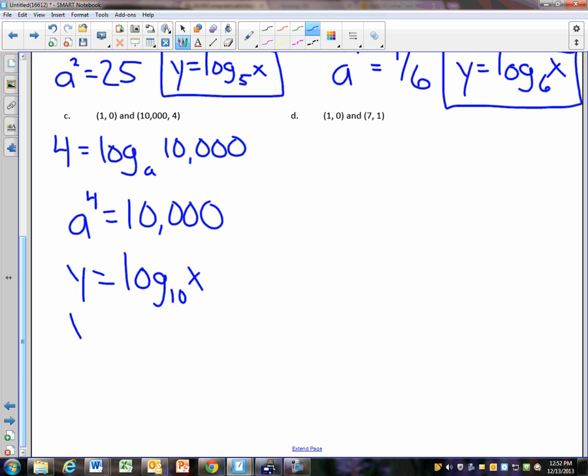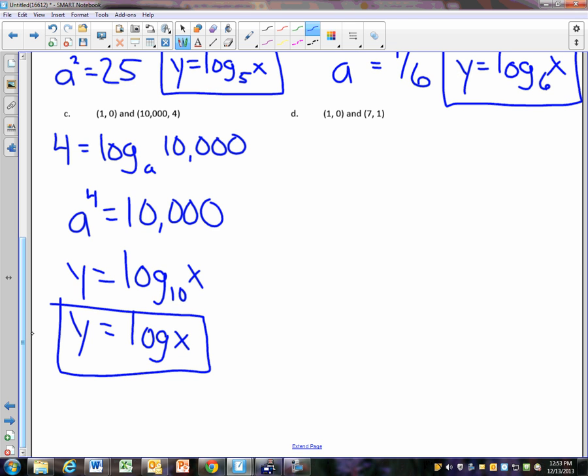Your book would not write that. It would simply write y equals log of x. Because it doesn't write a base of 10, it's always assumed to have a base of 10. So that's how they would write it. I don't care if you write the 10. It doesn't matter to me. It's just you got to understand what your book has and how people generally write it. You have to understand that logarithms always have a base of 10 unless it's stated otherwise.